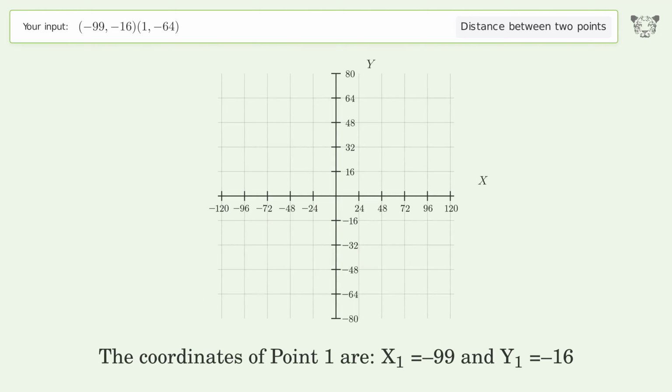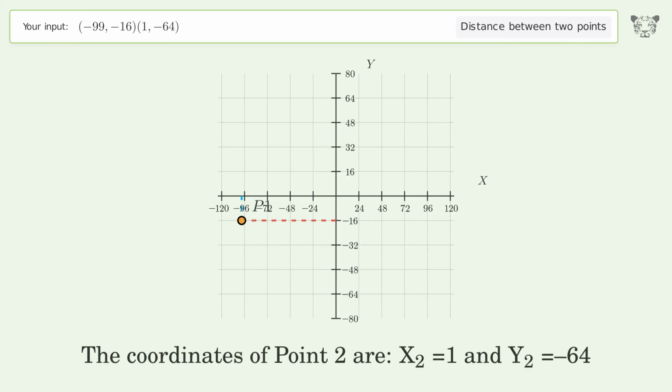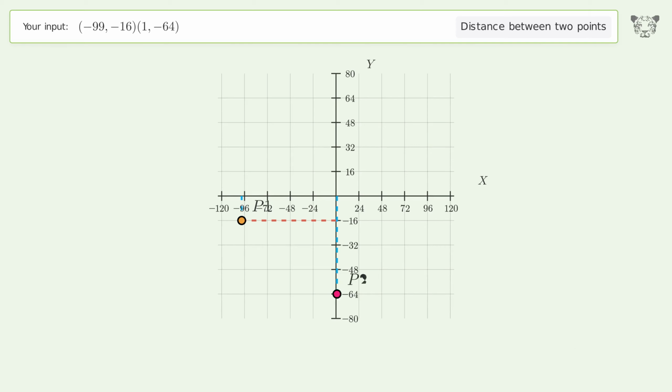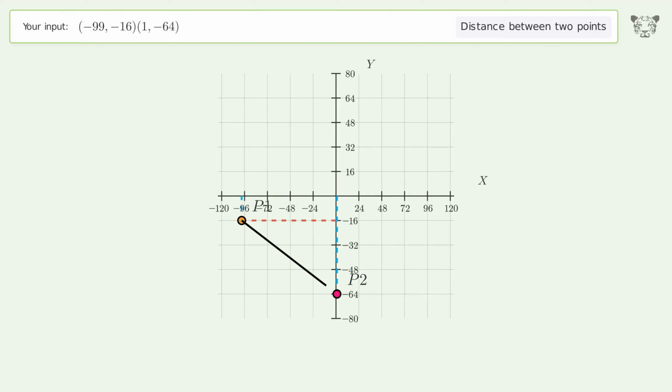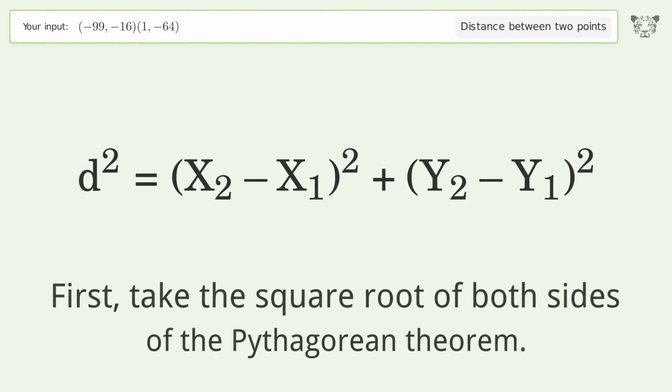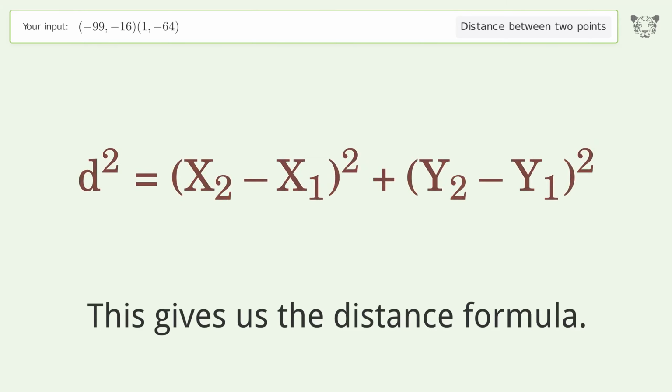The coordinates of point 1 are x1 equals -99 and y1 equals -16. The coordinates of point 2 are x2 equals 1 and y2 equals -64. D is the distance between the 2 points. First, take the square root of both sides of the Pythagorean theorem. This gives us the distance formula.